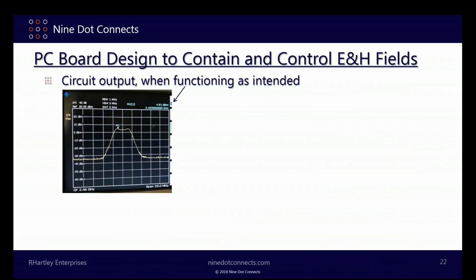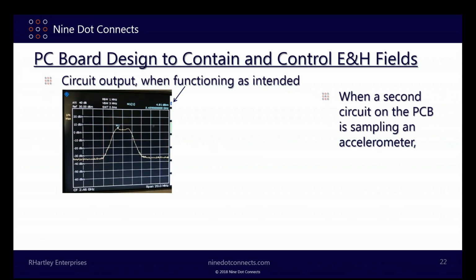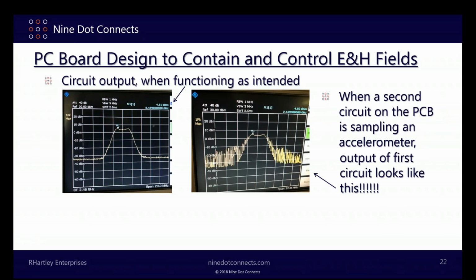This is an amplifier. This is the output shown when it's functioning as everything should function. There's a second circuit on this particular circuit board that was sampling an accelerometer. When that accelerometer was being sampled, and only when it was being sampled, this output that you see here went to this. Not exactly a good thing. The accelerometer sampling circuit, when it was in use, was interfering with the amplifier's output, causing this ridiculous modulation of signals from one circuit to the other.